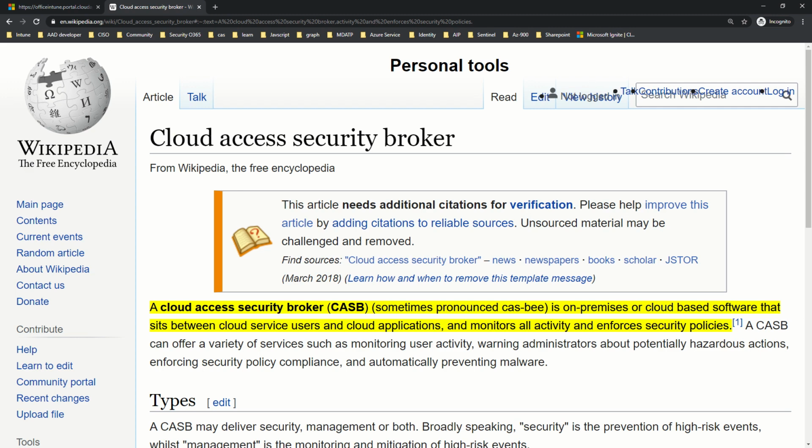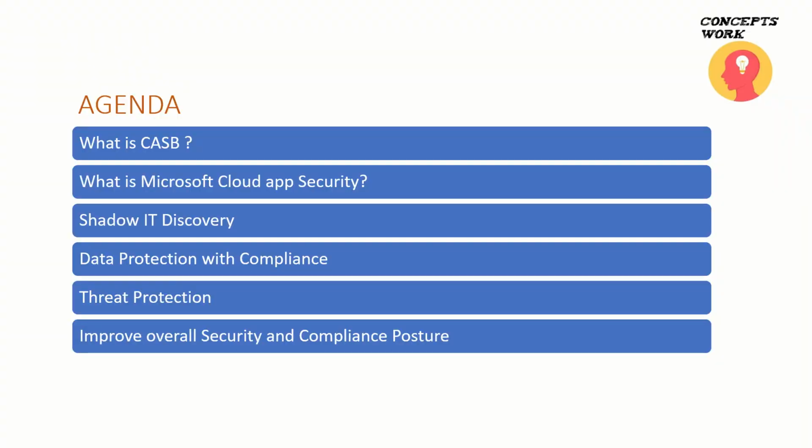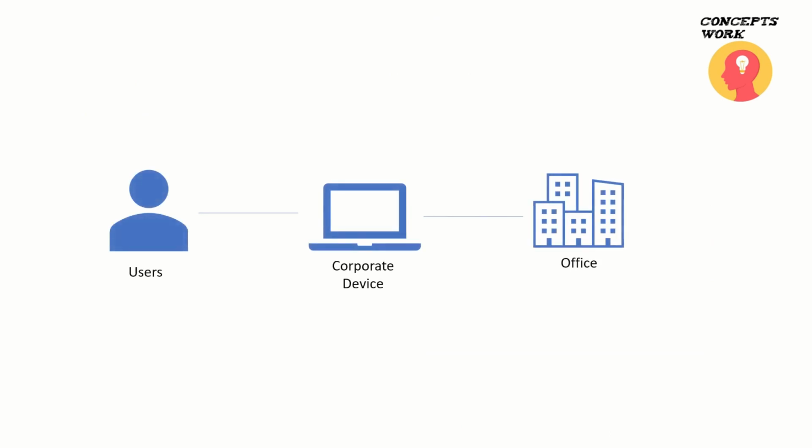Okay, so before I go ahead and talk about typically how MCAS works in a nutshell, let's consider an example wherein a user is using a corporate device and he or she is inside the office. I know with the current times that's not the use case anymore because more than 70 or 80% of the workforce is working remotely. So I will come to that aspect as well, how MCAS can help you improve the security for the remote workers in a nutshell.